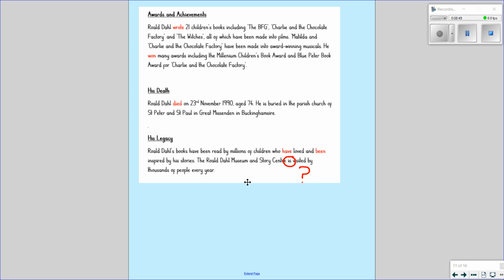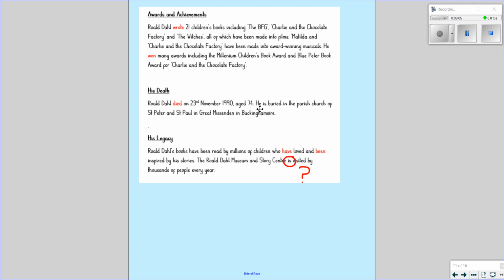Why have I not changed that to was? It needs to be in the present, doesn't it? It's because people are still visiting. It's still open and people still visit every year, so it's a present tense verb. Just be careful with that.